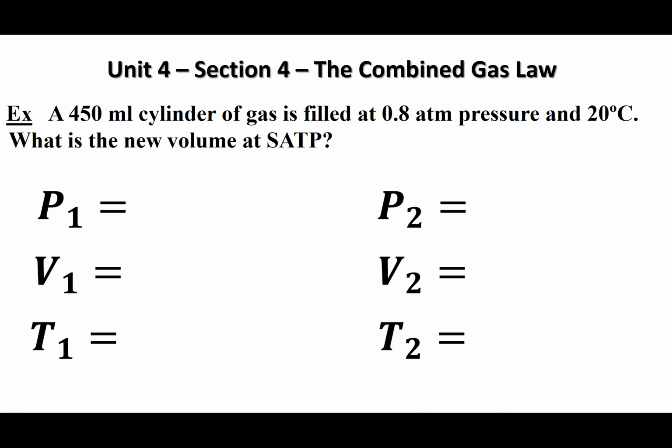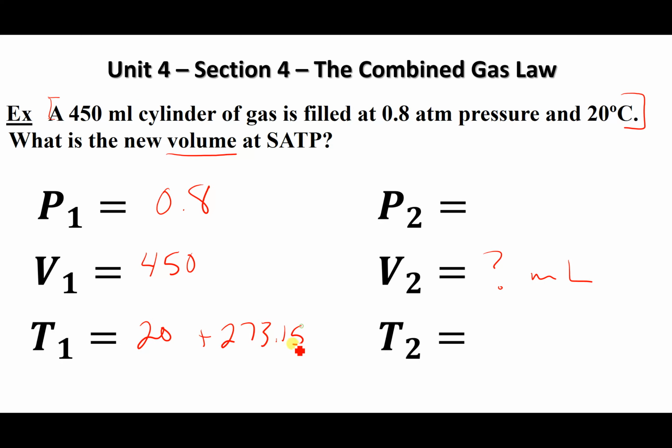So again, we'll take our variables here. These 3 terms are going to go together. So we have a pressure of 0.8. We have a volume of 450 mL. Now you can convert this to liters, that's fine. Or you can realize that in the second part we're calculating our volume, so all that means is that our answer is going to come out in terms of milliliters, which is absolutely fine. Our temperature is 20. We'll add 273.15 to that, so there's our Kelvin temperature.